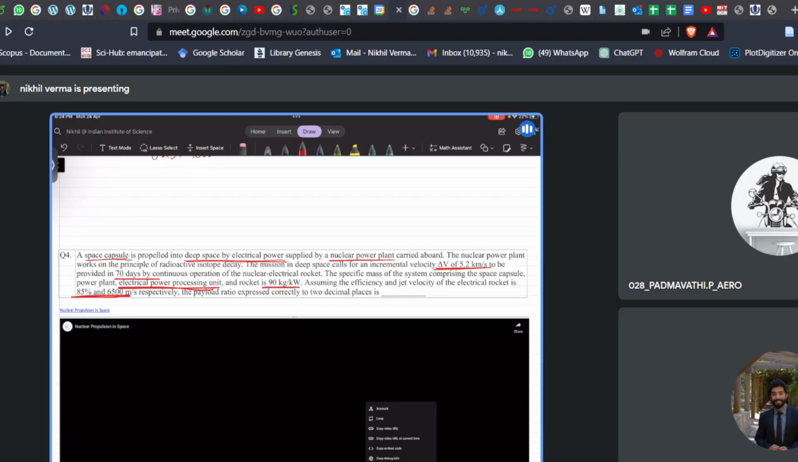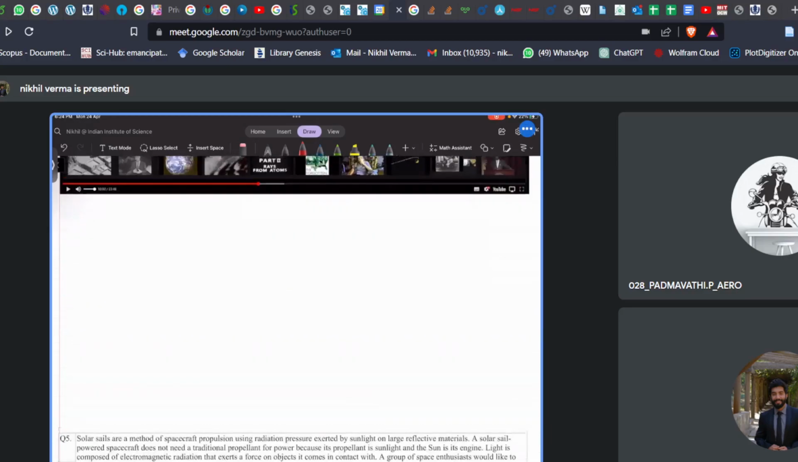So we have to calculate what is the payload ratio, which has to be expressed in two decimal places. Okay. To calculate this, let us write what all values we have.